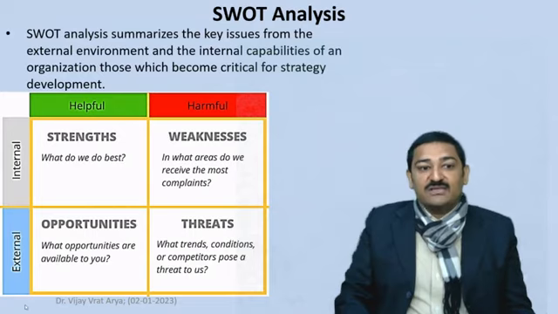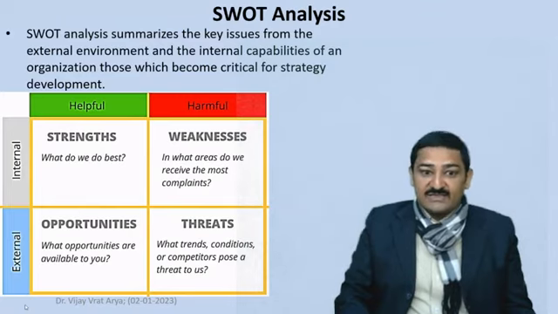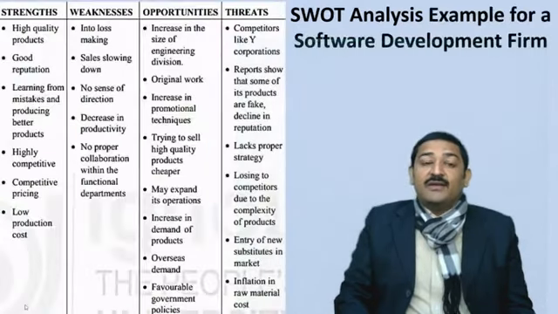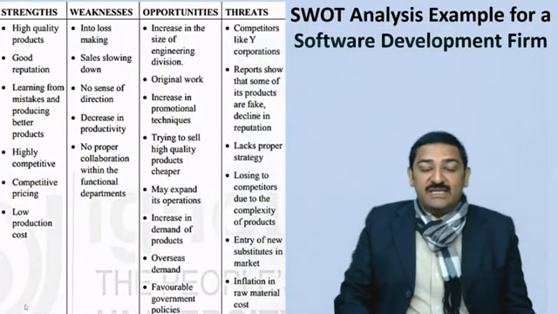From the strength perspective, the firm tries to ask, what do we do best? And if we refer to weaknesses, then the firm needs to ask, in what areas do we receive the most complaints which can be addressed? When the opportunities need to be questioned, then from that perspective as an external factor, the question arises, what opportunities are available to the firm? If we look at the threats component as an external factor, then the question arises, what threats, conditions, or competitors pose a threat to the firm? We need to pinpoint these four aspects if we refer to the SWOT analysis.